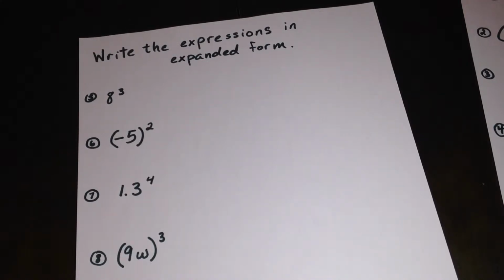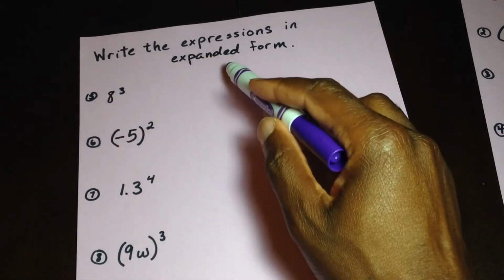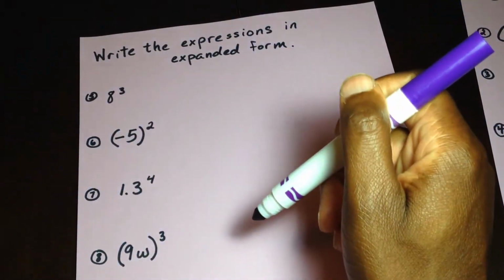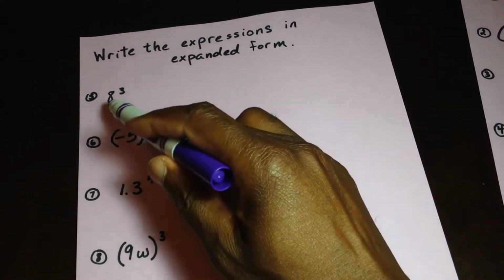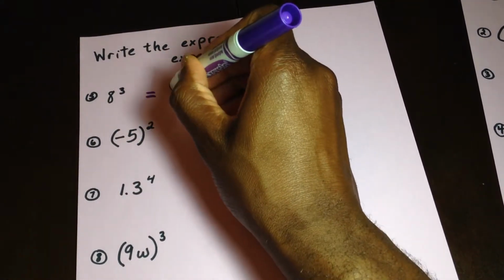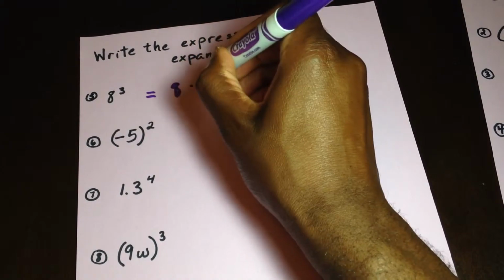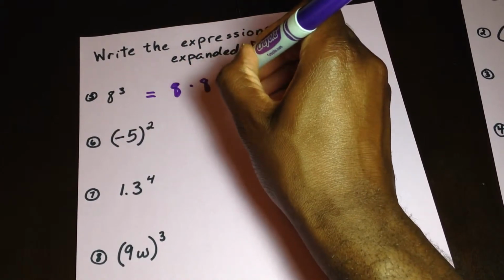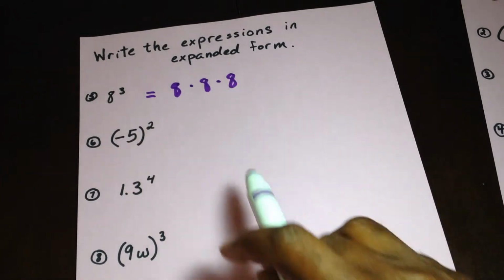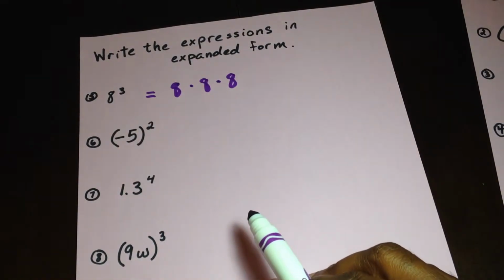Okay, so now for the first one, again, you're writing them in expanded form. The expressions have to be written in expanded form. So for the first one, it says 8 to the 3rd power. What's the base? The base is 8. So that means I'm going to take that 8 and multiply it 3 times. So it's going to be 8 times 8 times 8. All right? That's going to be your expanded form.